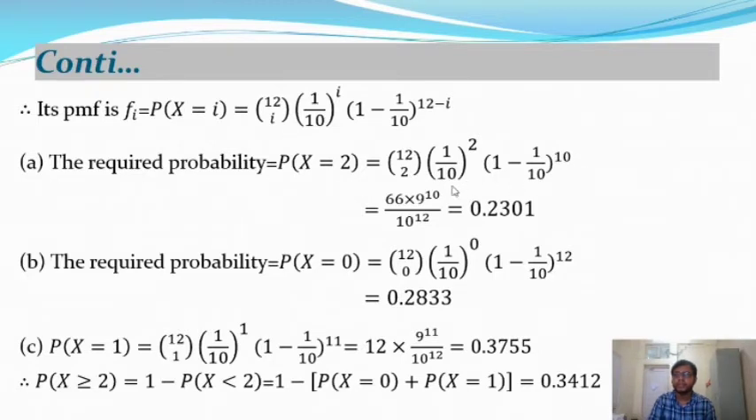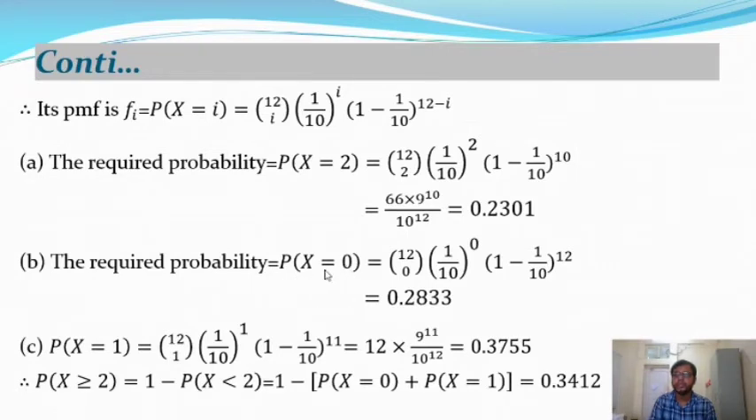So after calculation, it will be 66 into 9 to the power 10 by 10 to the power 12, and from this we will get 0.2301. Okay, so this is actually the required probability of exactly 2 defective pens. And after that we will find the probability value of no defective pen, that means probability of x is equal to 0.